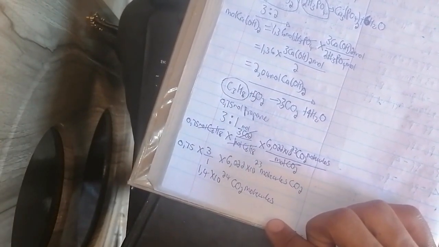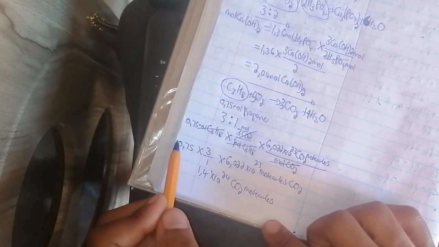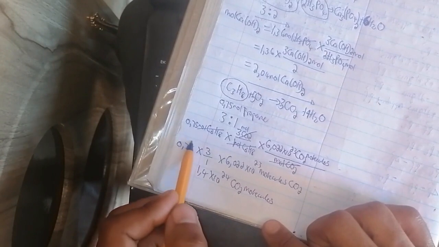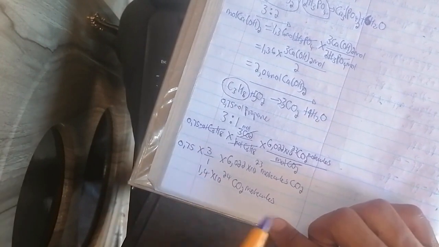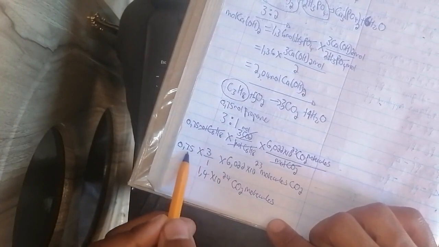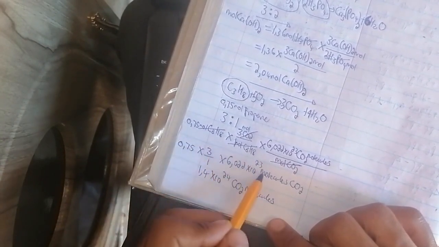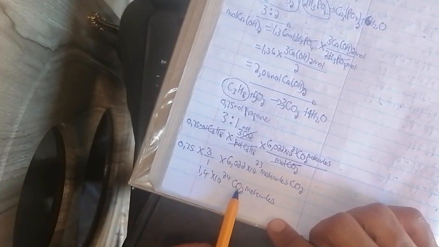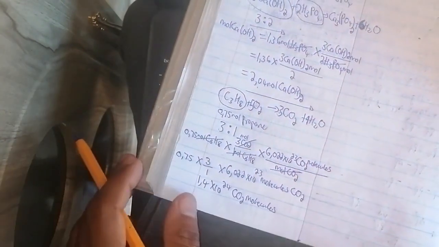So in this case, because we are looking for carbon dioxide molecules, you just take the number that is provided to you, the number of moles of propane, you multiply that by the stoichiometric factor of carbon dioxide to propane, 3:1, and then you just multiply the rest of this by the Avogadro's number. And whatever you get from there will be the number of carbon dioxide molecules produced from 0.75 moles of propane. This is very, very important, wonderful people.